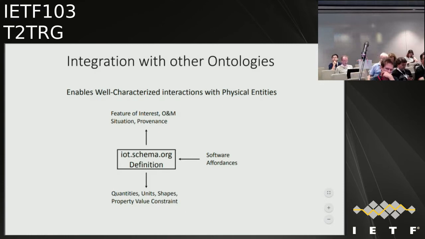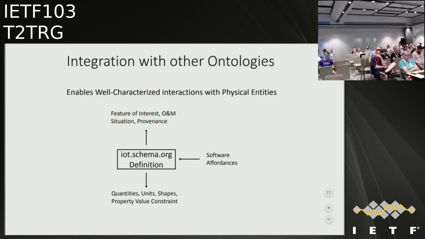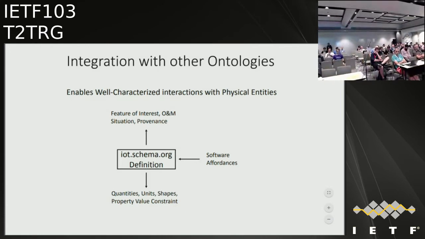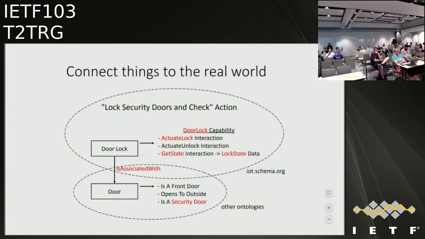Okay. Next. What we're doing with IoTschema.org, and the way we're solving this problem, is that we're enabling these software affordances that are on connected things like door locks and light brightness controls. And we're enabling them to be connected to the real world. So we can say, lock the security doors. And we have enough semantic description to make that part of the API, so we can say that in the API instead of having to worry about all of the protocols. So those last slides were basically our message out to the community, and that's how we got the feedback that we got.